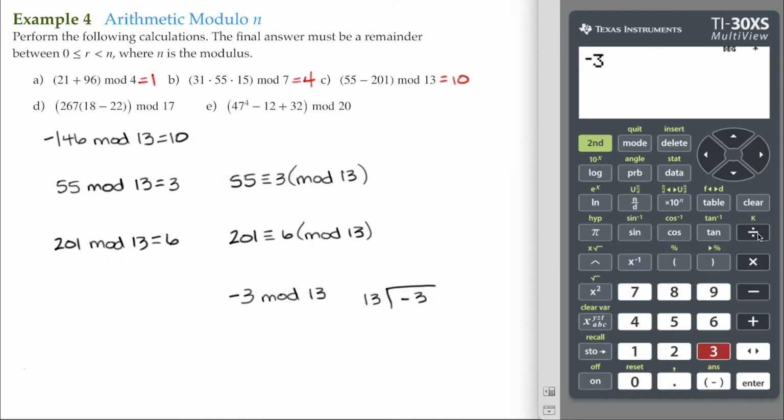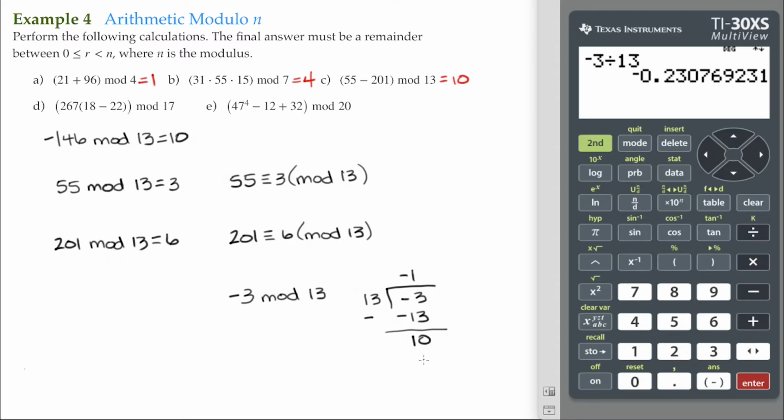Negative 3 divided by 13. We always round this down. We have negative 0.230769231, on and on and on. We round that down to the next integer. That would be negative 1. Negative 1 times 13, that's negative 13, but then we subtract. Negative 3 minus negative 13, that's negative 3 plus 13, that's 10, which is the same as what we got here.